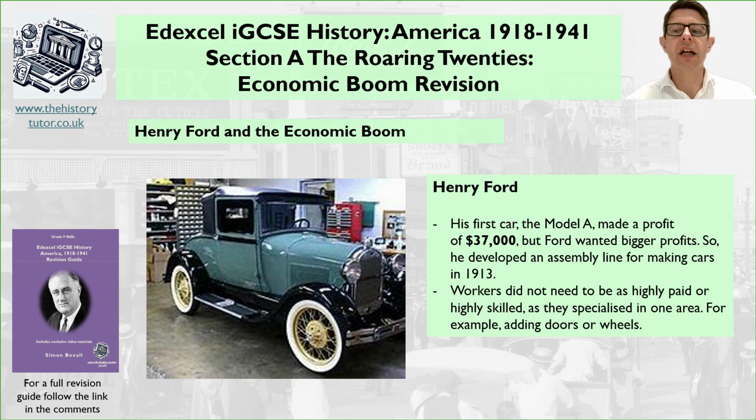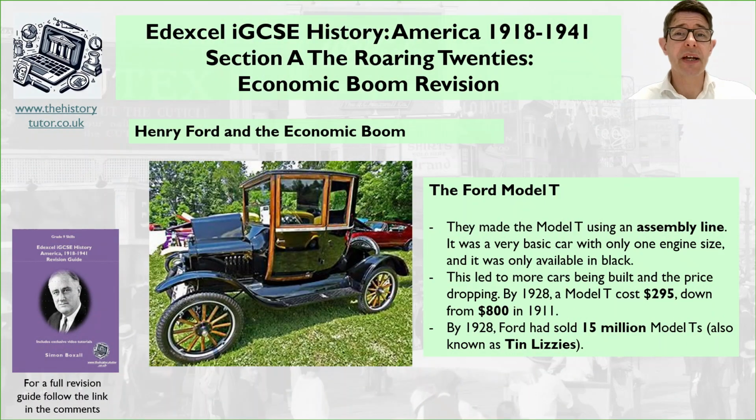Workers did not need to be highly paid or highly skilled, as they just specialised in one thing, like putting on a door or putting on a window or putting on a wheel. This meant they could be paid a lot lower wages and the cars could be cheaper, and also the cars could be made a lot faster. So the Model T developed out of this. This was made using the assembly line. It's a very basic car, only one style of engine, only available in black, very simple design.